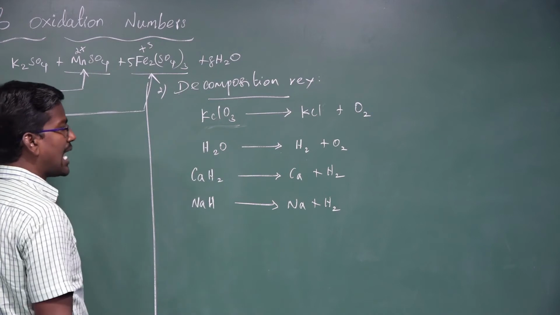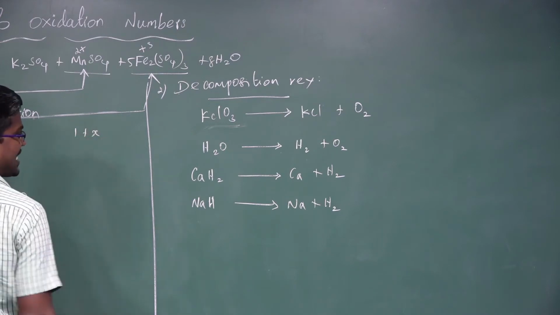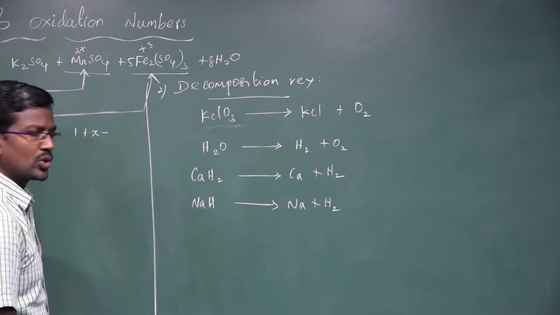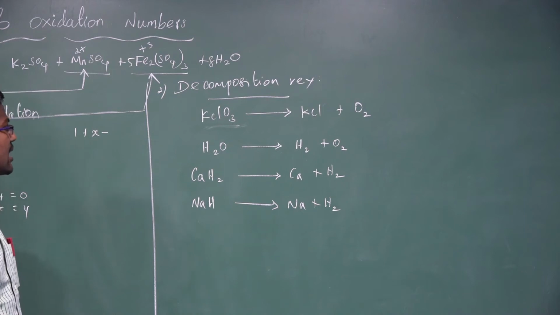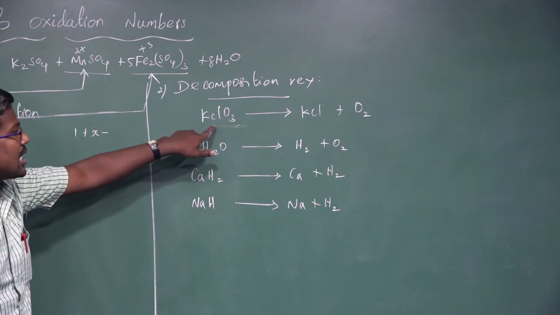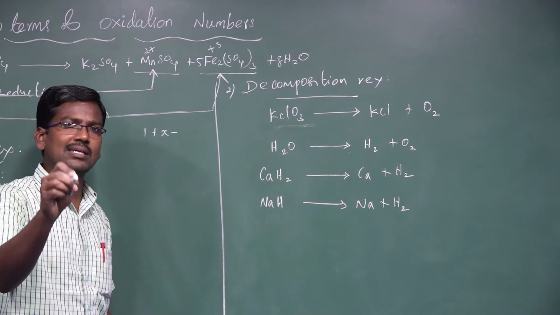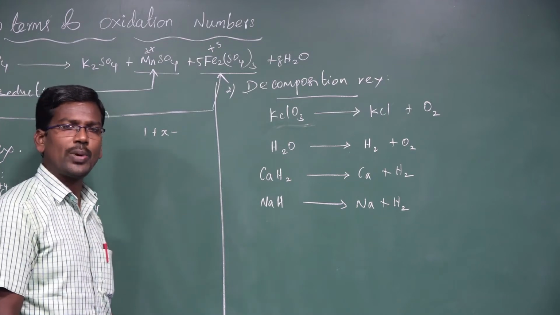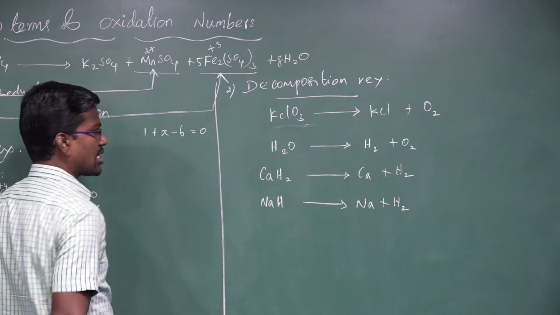Potassium is an alkali metal. Alkali metal oxidation state is plus 1. Chlorine can be expressed as X. Oxygen shows the minus 2 oxidation state in all compounds except peroxide, superoxide, ozonide. This compound is not a peroxide, superoxide, or ozonide, so the oxidation number of oxygen is minus 2. How many oxygens are there? 3 oxygens are there. 3 into minus 2 equals minus 6. Plus 1 plus X minus 6 equals 0 because there is no charge on the compound.